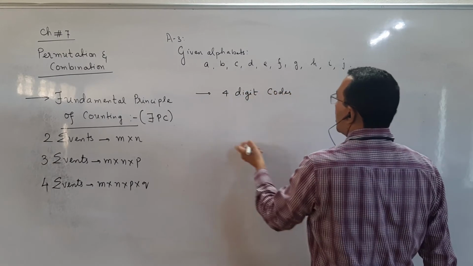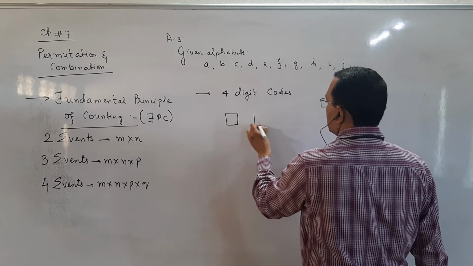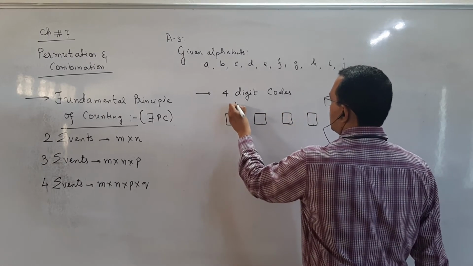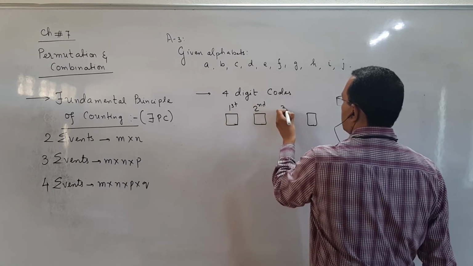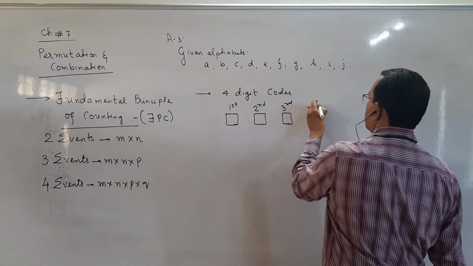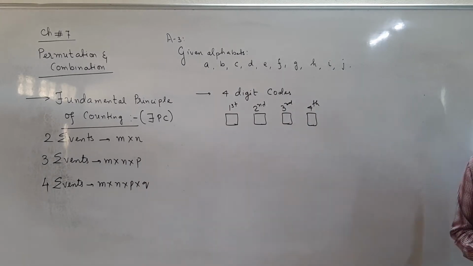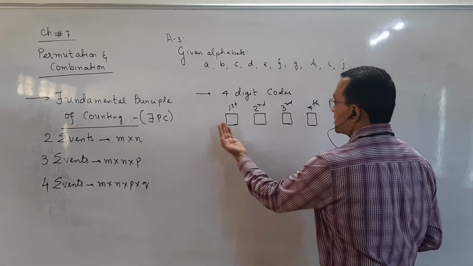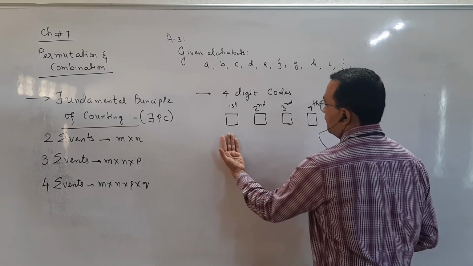4-digit codes. So I draw 4 boxes and say this is the first digit, this is the second, this is the third, and this is the fourth. Now students, repetition is not allowed, so you cannot have a code like A, B, D. Repetition of digits is not permissible. So for the first digit I can start from left or right; I am starting from left.